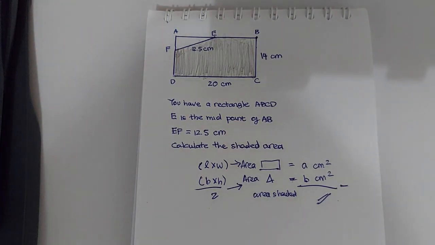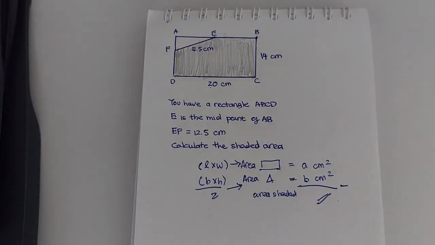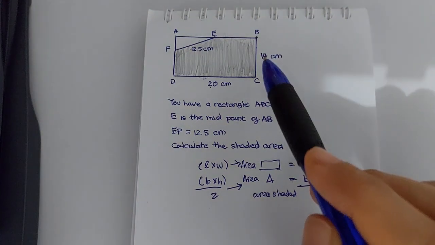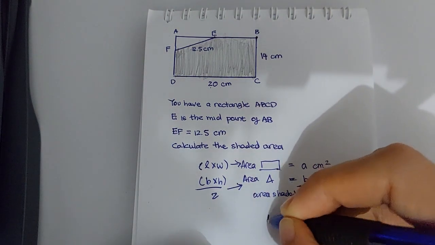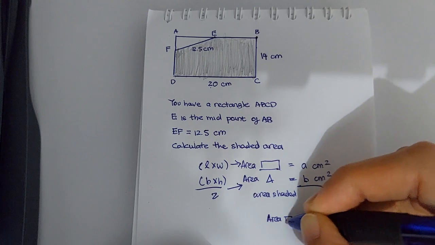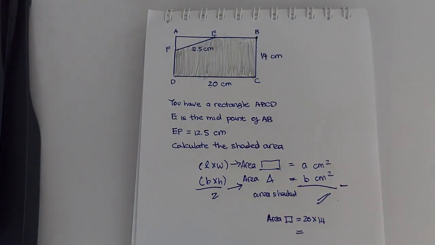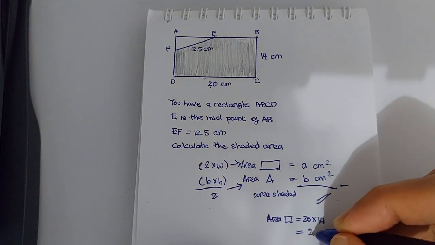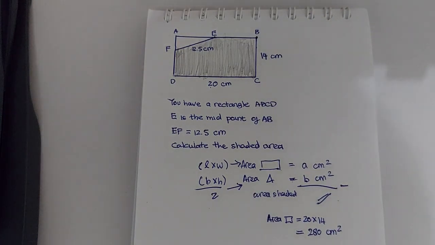Now we will execute that. The area of the rectangle, we can find it easily. What will be the length of the rectangle? It will be 20. And then what will be the width of the rectangle? It will be 14 centimeter. So I can say that the area of the rectangle will come from 20 times 14, which will give you 280 centimeter square, right?